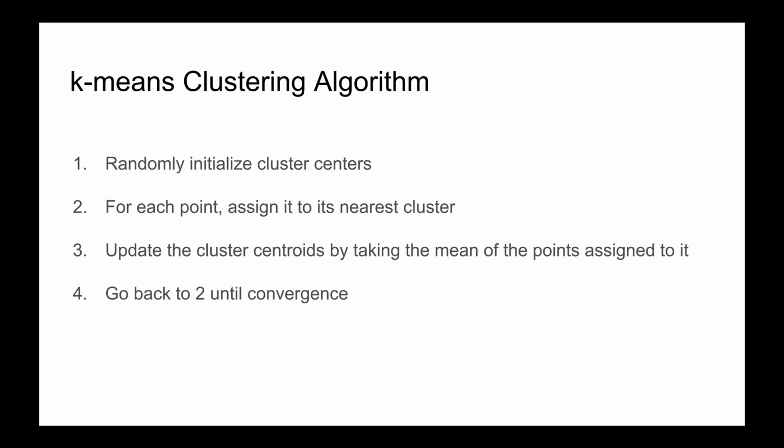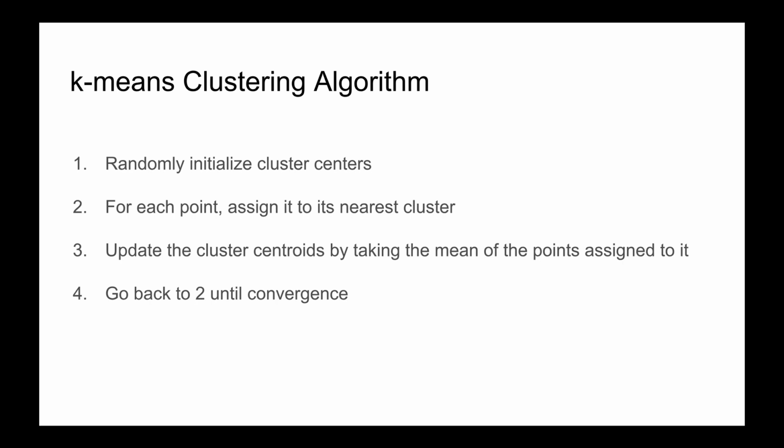And so after we randomly initialize our cluster centers, then for each point, we assign it to its nearest cluster using some kind of metric, like the distance formula, for example, Euclidean distance. And then we update the cluster centroids by taking the mean of the points assigned to it. So after each point is assigned to a centroid, we look at the centroids and see how many points are assigned to this one centroid.